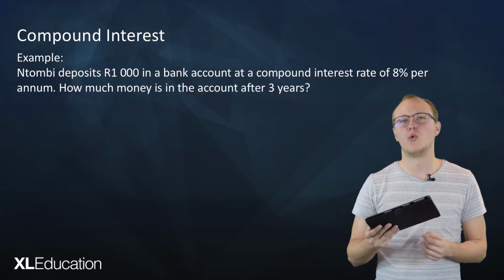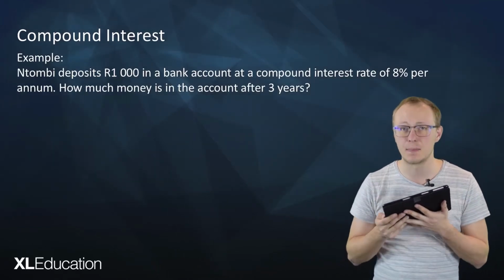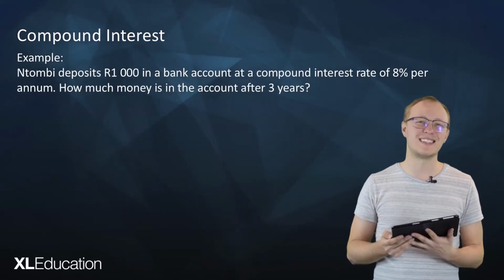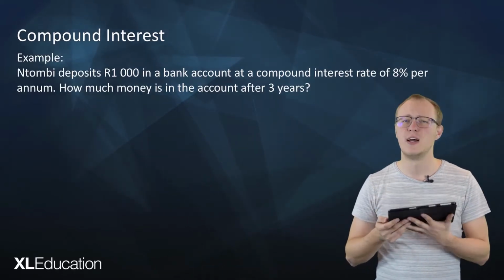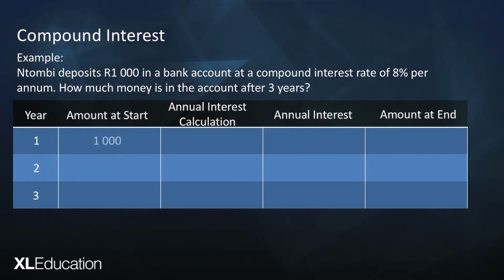Ntombi deposits 1,000 Rand in a bank account at a compound interest rate of 8% per annum. How much money is in the account after 3 years? So I'm going to use a table here in order to calculate the interest each year. So we start with year 1, and at the start of year 1 we have 1,000 Rand in the account. So the interest for that year is 1,000 Rand times 8%, and we get 80 Rand worth of interest. So at the end of the year we have 1,080 Rand.